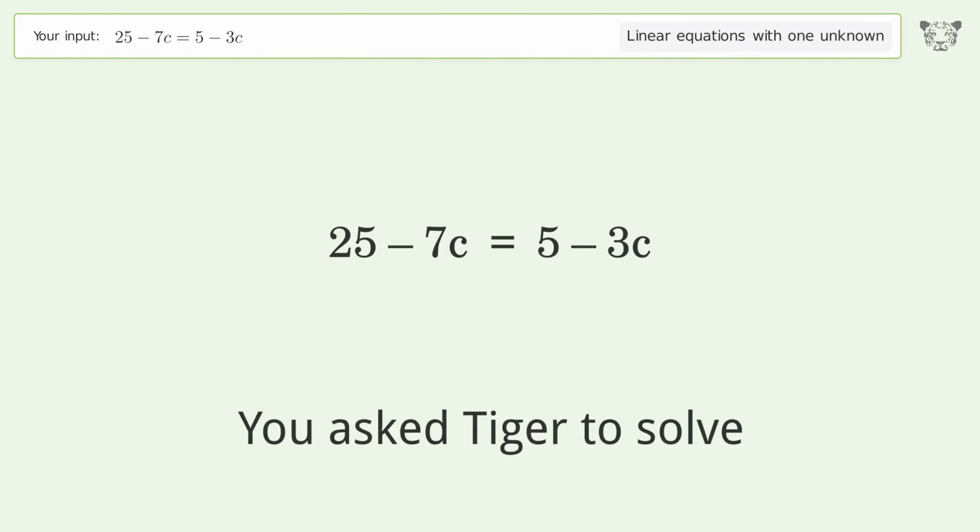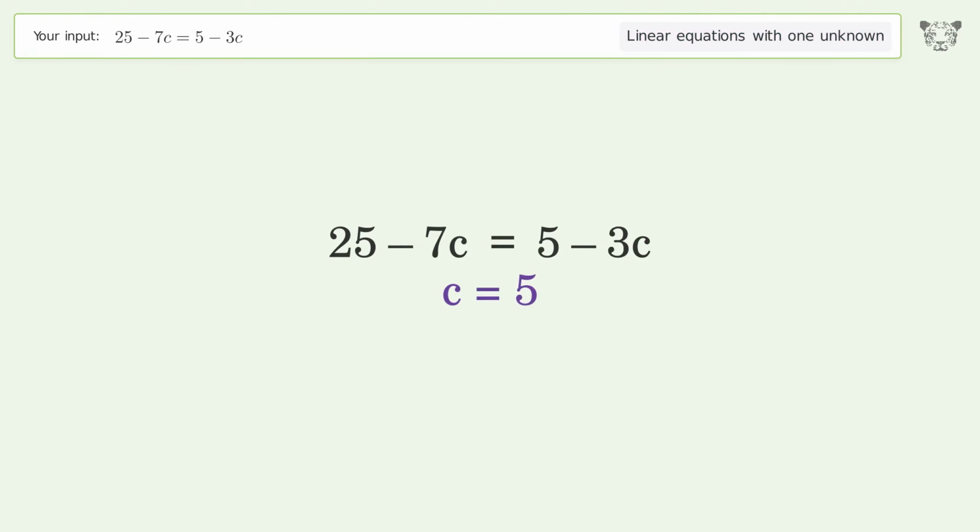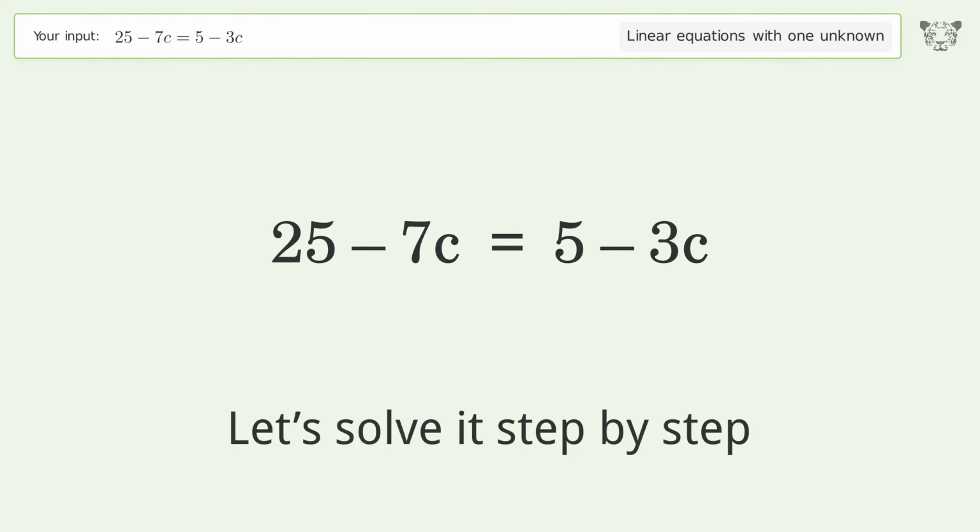You ask Tiger to solve. This deals with linear equations with one unknown. The final result is c equals 5. Let's solve it step by step.